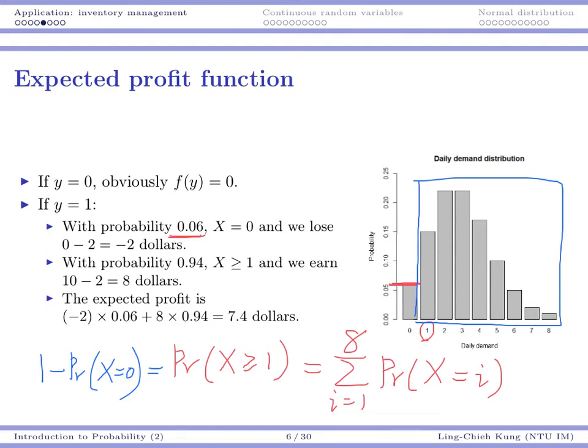And then we may apply our knowledge about the so-called expected value. With probability 6%, I lose $2. But with probability 94%, I get $8. So my expected profit in this case would be $7.4. If I order 1 unit of apple, this is my expected earning, or I should say expected profit.